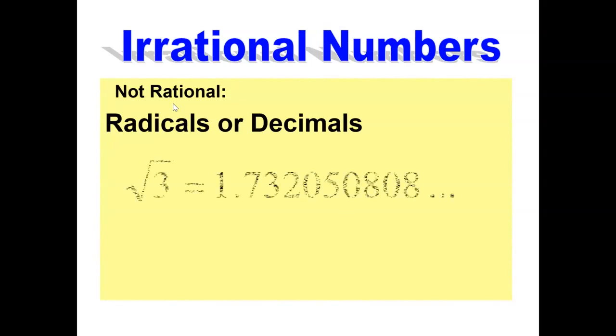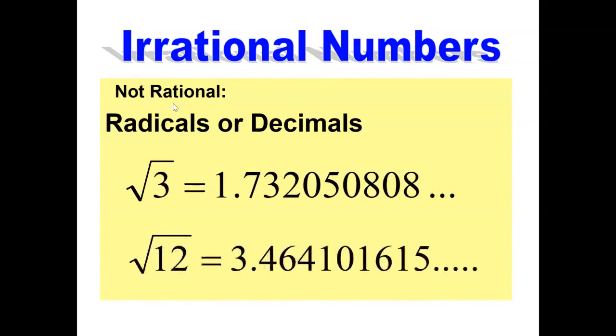Here's an example. Square root of 3, if you put it in a calculator, you will get 1.732050808, and it keeps going. If you look at this decimal, it's not stopping and it's not repeating. Exactly the same thing happens with the radical 12, or square root of 12.